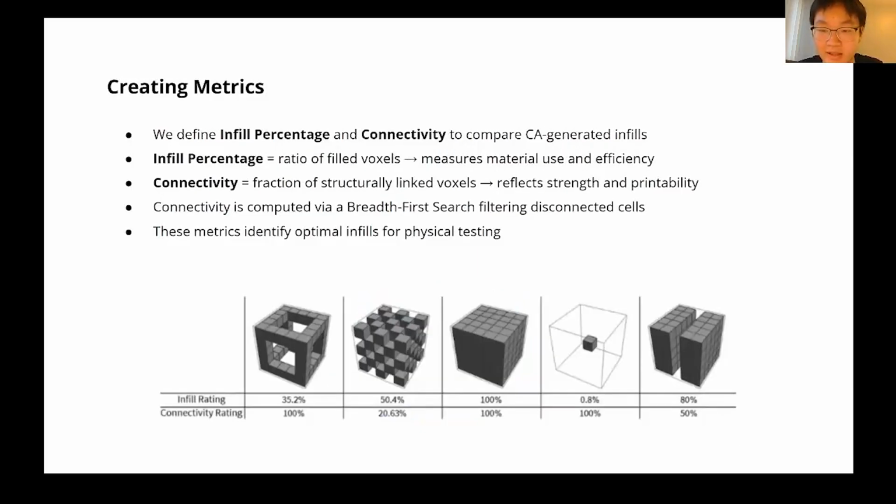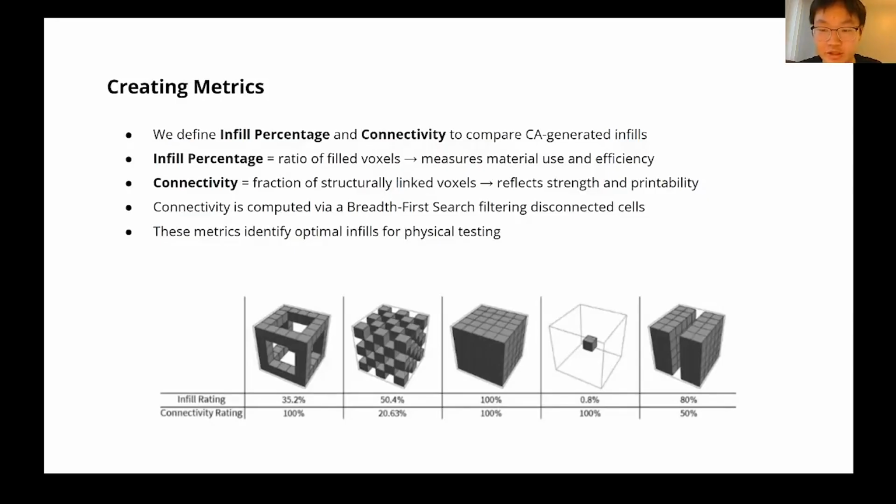I'll then talk about the matrix part of our project. To compare any two cellular automata generated infill structures that we made, we needed to quantify the shape into some matrix, so we needed some quantitative metric. So here we had two matrices. One is called the infill percentage, and the other one is called the connectivity.